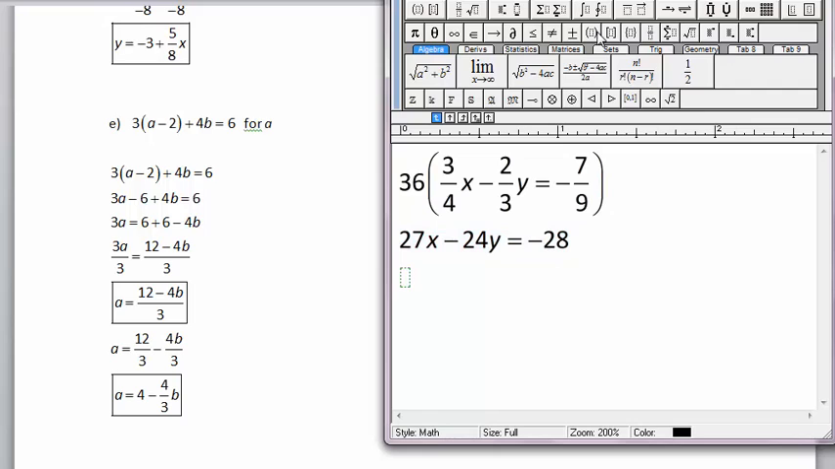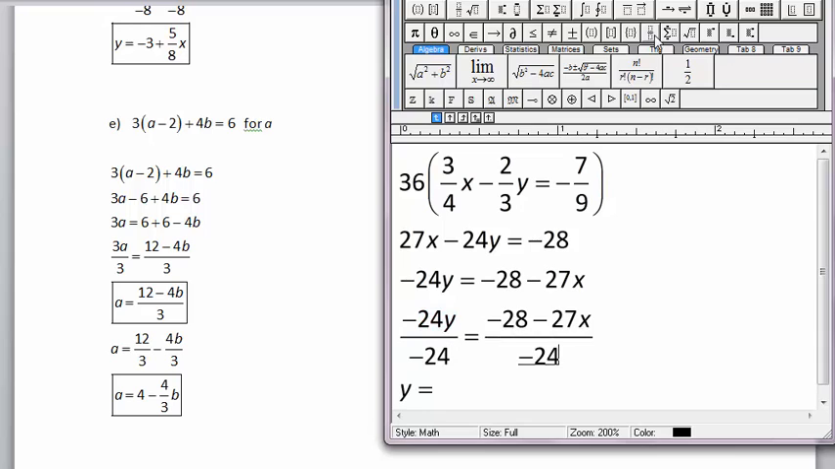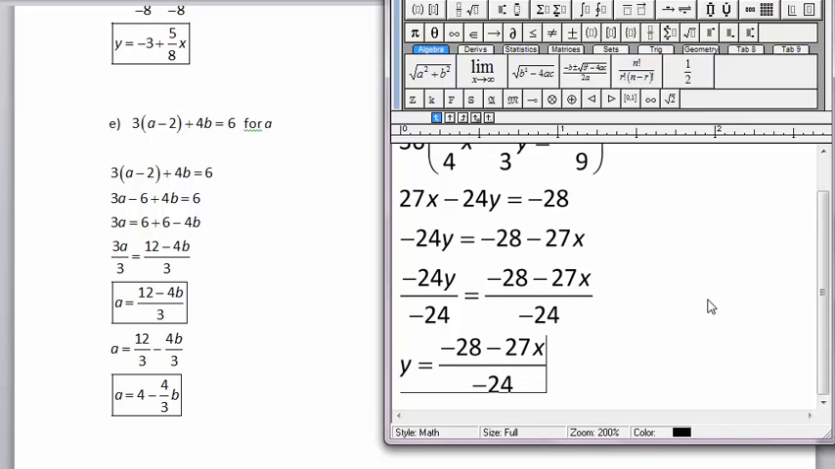To solve for y, our next step is to get rid of the x's. We have this 27x here. We're going to want to subtract that from both sides of the equation so that we just have y on the left-hand side. After that's done, we're going to want to divide by the negative 24 to get our y by itself. And we'll work on that division. Divide both sides by negative 24. So y is equal to negative 28 minus 27x over negative 24.